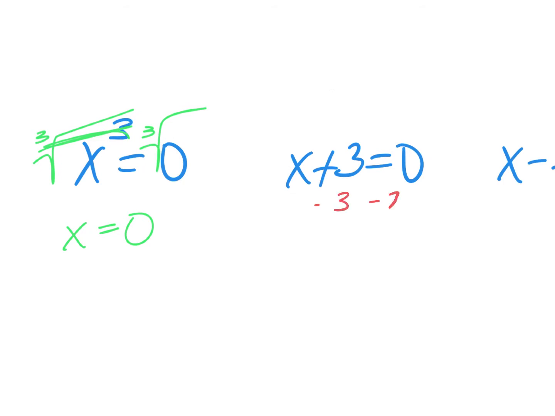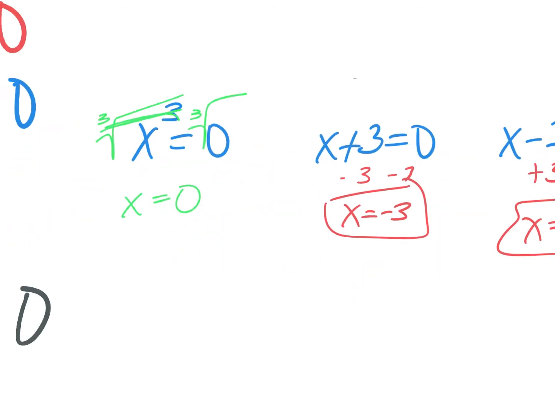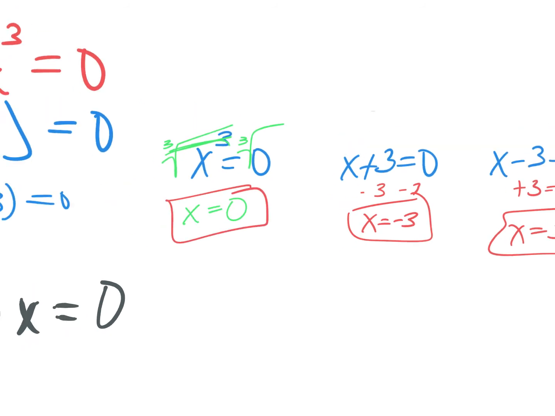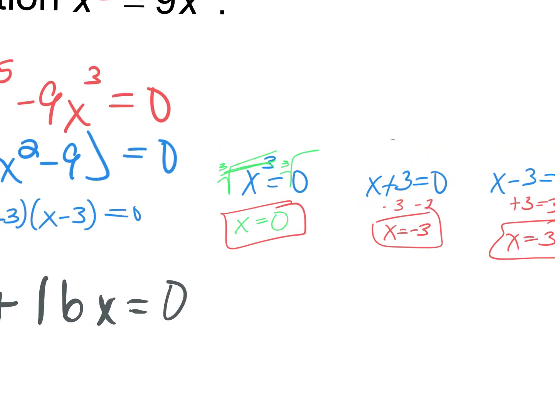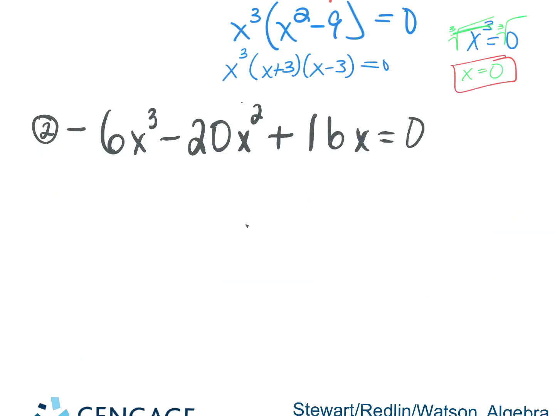Now what do I do? Minus 3 from both sides. So I get x equals negative 3. And then what? Add 3, and I get x equals positive 3. Now, what can I do with all 3 of these answers? I can plug it back into my original equation, and I get the left side equals the right side. That will happen every single time you are solving an equation. Questions? All right, let's look at number 2.